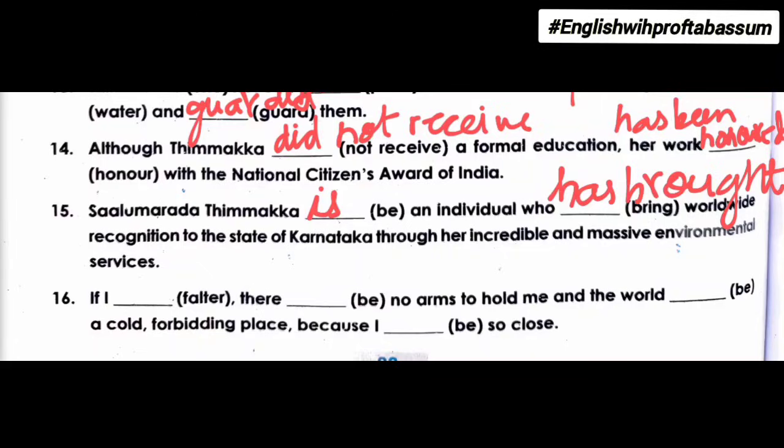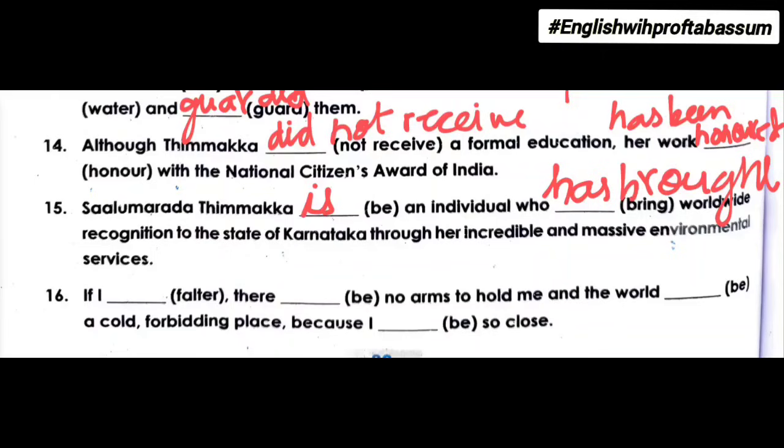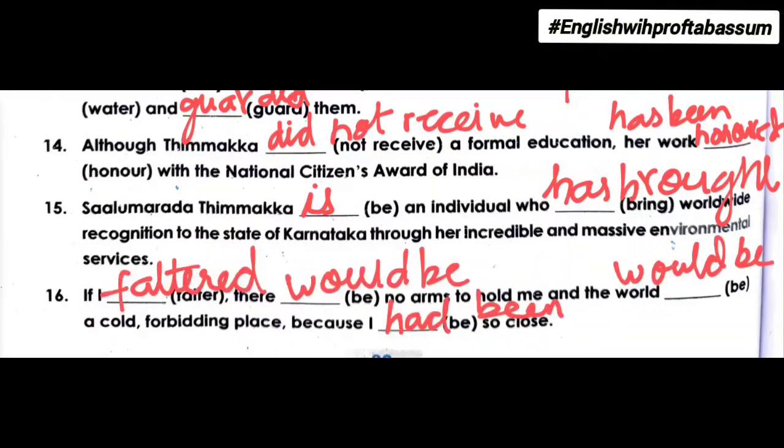Because there are indicators over here like "because" and "so close" that show it happened before the faltering, "be" will change to "had been". So the final answer is: if I faltered, there would be no arms to hold me, and the world would be a cold, forbidding place because I had been so close.